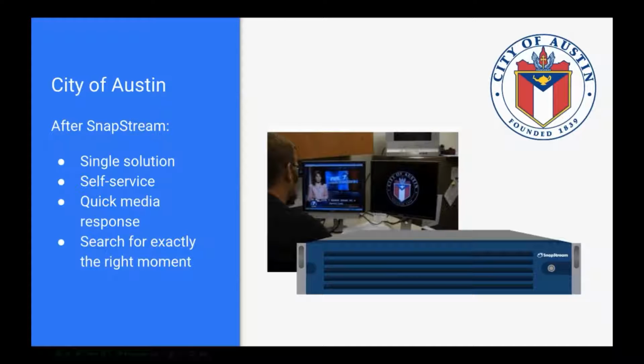In the previous model, some departments would call up other departments and say, hey, could you get that clip for me? And wasting a lot of people's time. This model moved it to a place where everybody was getting the clips that they needed for themselves, and they were all able to search for exactly the right moment. The fire department could put in an alert for Austin fire. The police department could put in a thing for Austin fire, etc.